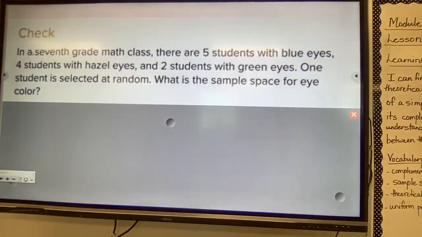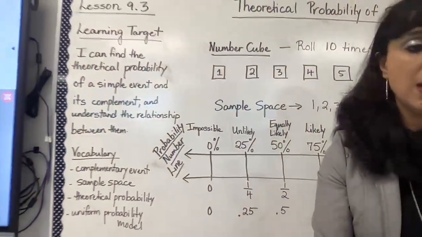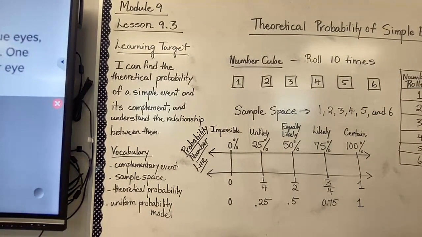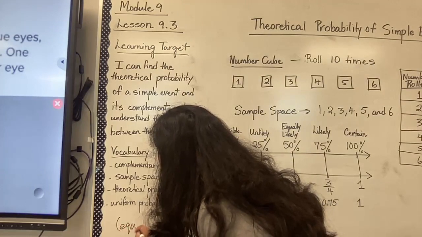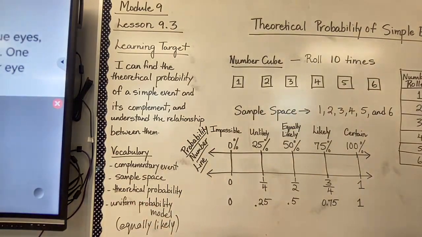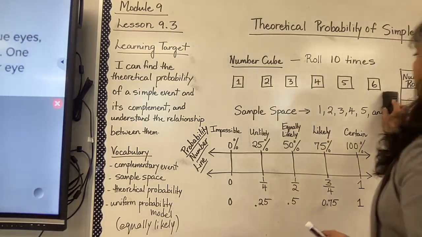Okay, now let's quickly talk about theoretical probability of simple events. Experiments, such as rolling a number cube or tossing a coin, in which all of the outcomes are equally likely, are known as uniform probability models. So when everything is equally likely, that is the uniform probability model. Theoretical probability is based on uniform probability, or what should happen in a probability experiment.